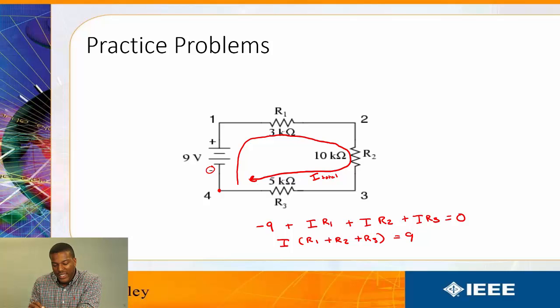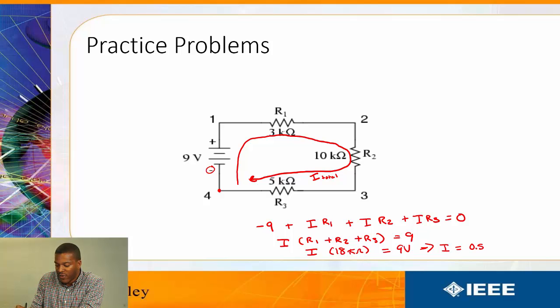So 5 plus 3 plus 10 equals 18. So I times 18K ohms equals 9 volts. We can then easily see that the current is equal to 0.5 milliamps. So now to find the voltage across each resistor, we just multiply 0.5 milliamps by each individual resistor to find their respective voltage drops.